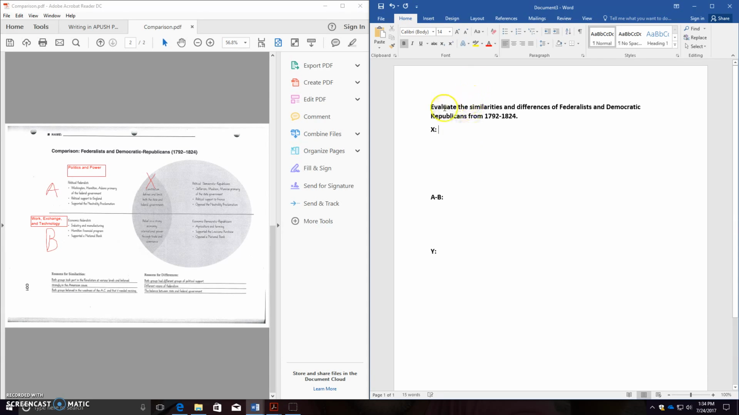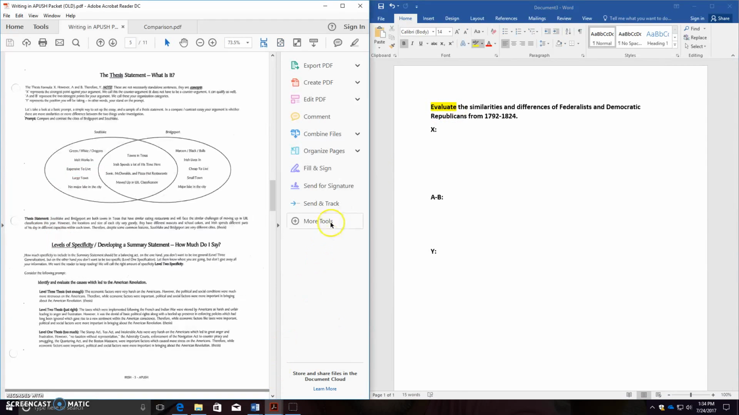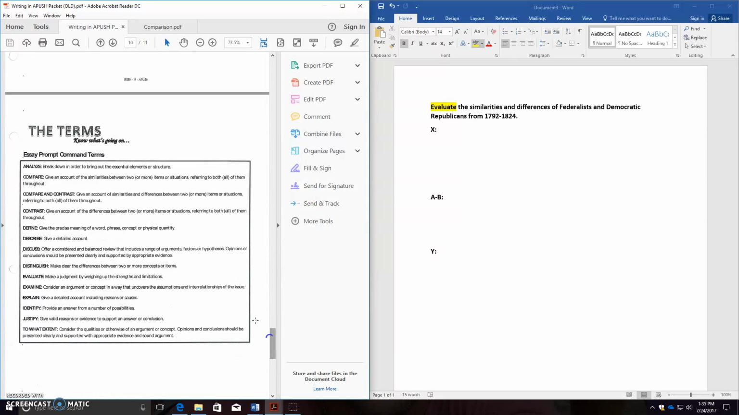The prompt says, evaluate the similarities and differences of Federalists and Democratic Republicans from 1792 to 1824. So again, our key word here is evaluate. And if you go back to your writing packet, at the end of the packet, it gives you essay prompt command terms. Evaluate: make a judgment by weighing up the strengths and limitations. Okay, so you're making a judgment. Which, in your opinion, are there more similarities or are there more differences?